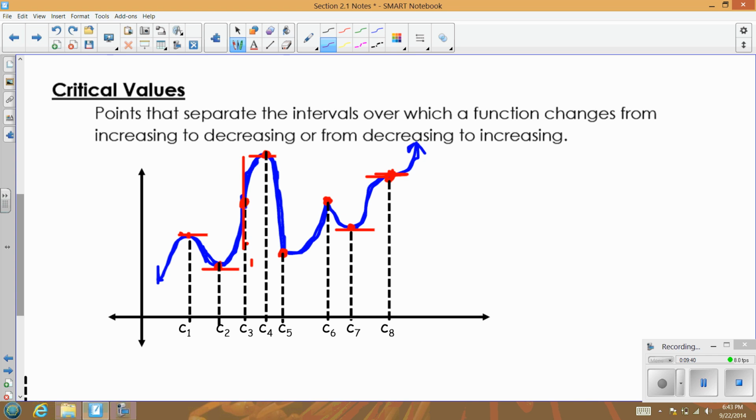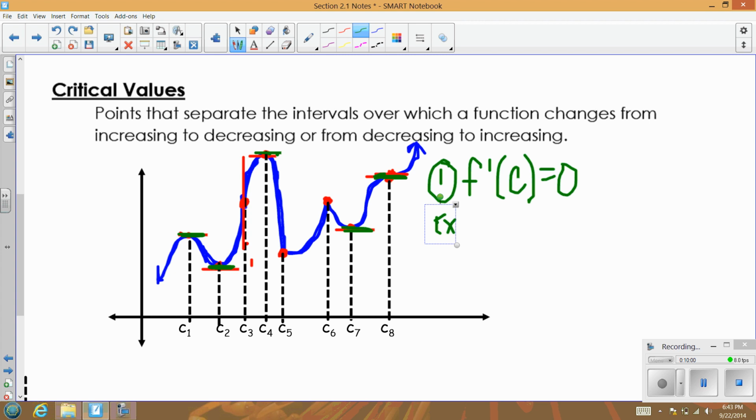Or, so there's two cases. One case is when the derivative of that point equals 0. That's going to be basically all of these situations that have tangent lines that are horizontal. So those would be some examples from this picture: C1, C2, C4, C7, and C8. Those are all examples where the derivative would be equal to 0 at those points because the tangent lines have a horizontal slope.